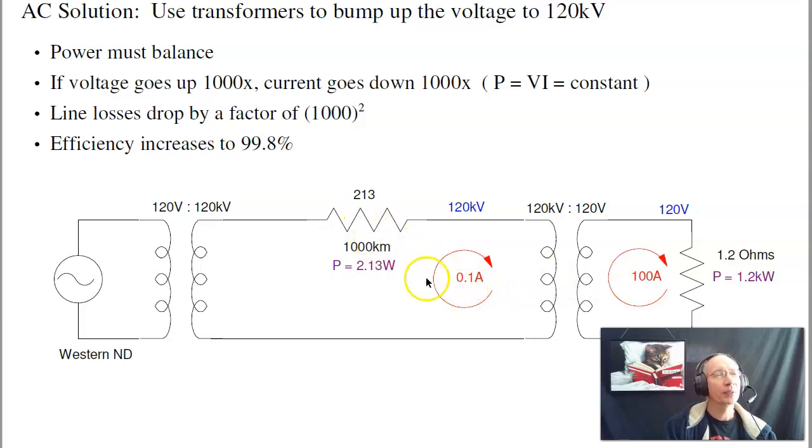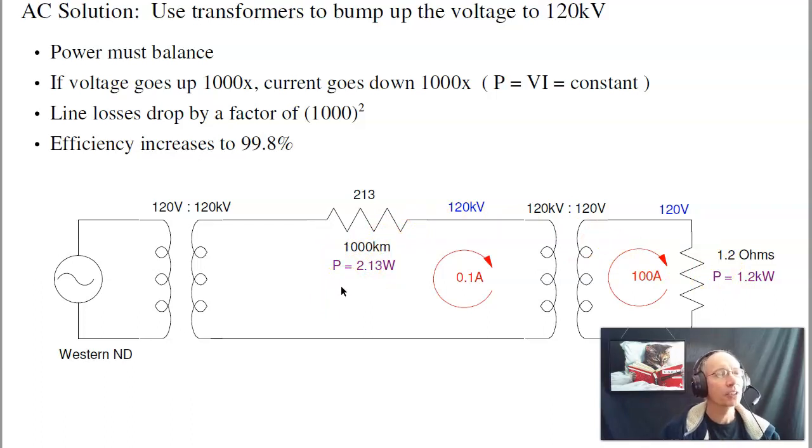The transmission line losses are then I squared R, 2.13 watts. So the total power I have to produce is the 1.2 kilowatts plus 2.13 watts. That's how much power I have to produce. Of that power, 99.8% of it gets to the customer. Only 0.2% gets burned up in the transmission line losses.